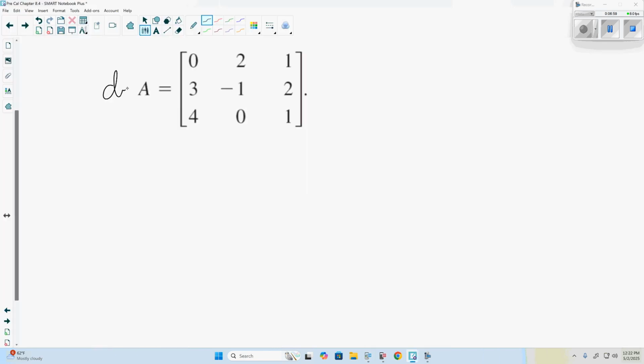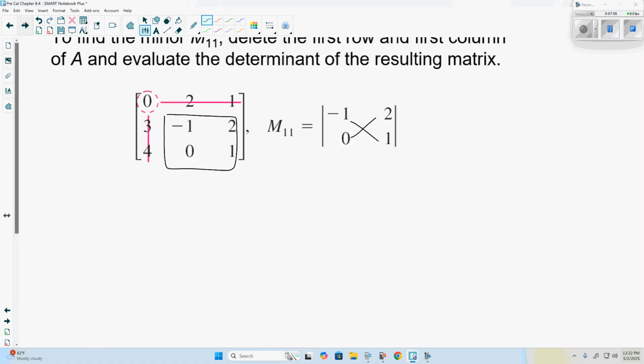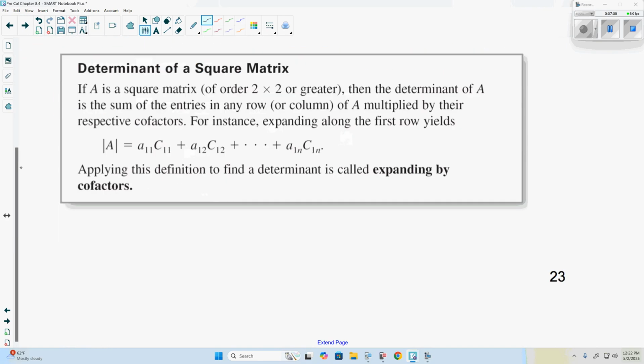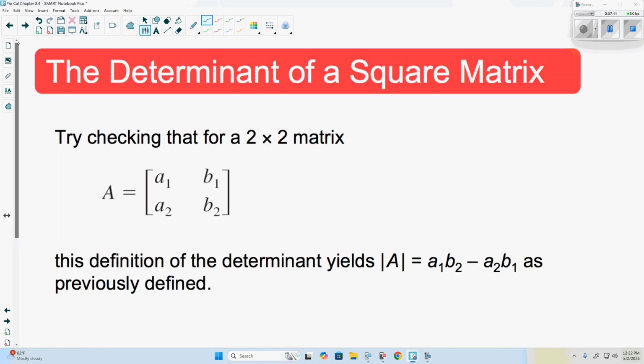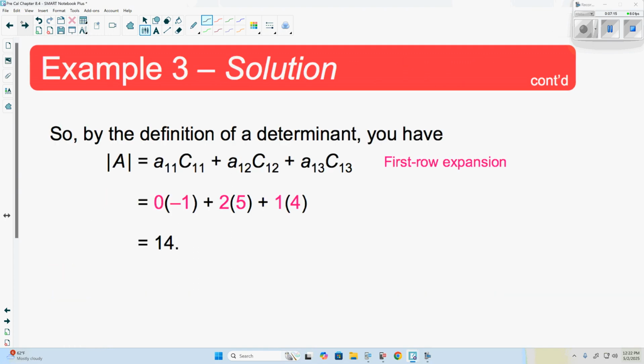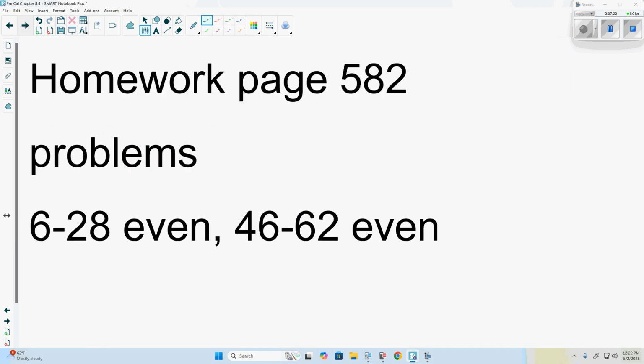The determinant of this here is 14. So we can add all those together as previously defined and get that there. And that's it.